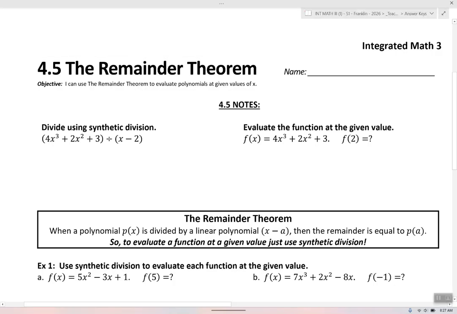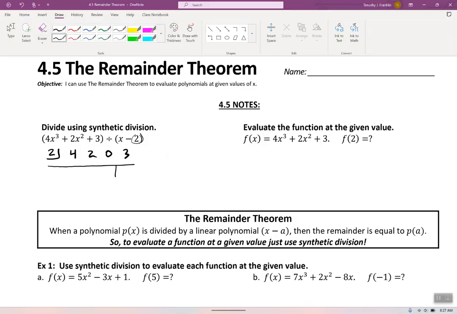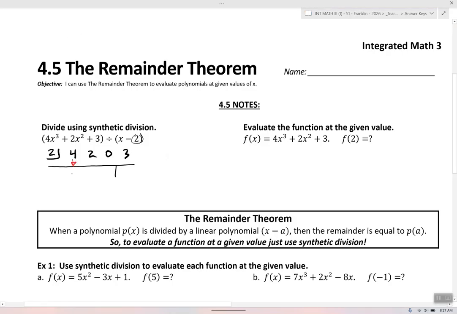If you remember from the previous notes, we put this 2 in the box and write out the coefficients of the polynomial: 4, 2, 0, and 3. Now we bring down that 4. 4 times 2 is 8. 8 plus 2 is 10. 10 times 2 is 20. 0 plus 20 is 20. 20 times 2 is 40. And we get 43 as a remainder. We'll just hang on to that for right now.